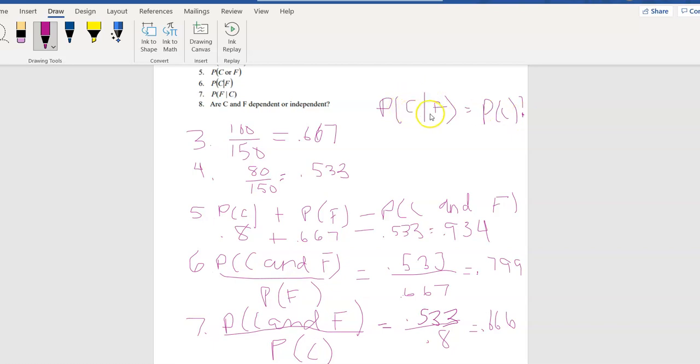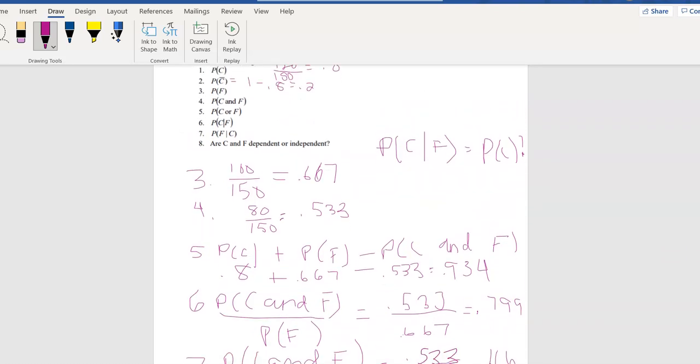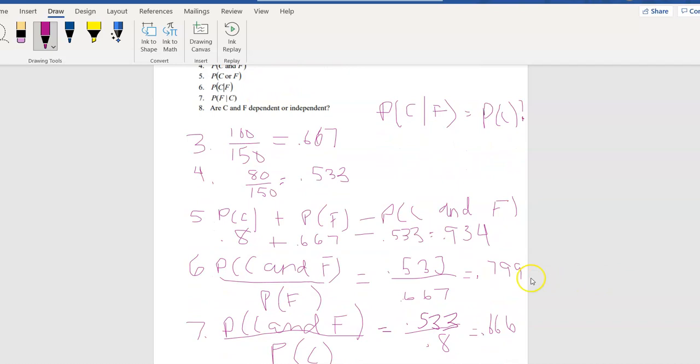All right, so the probability of C given F, we got that in number 6. And in number 6, it was 0.7999. And the probability of C, okay, is 0.8. Now, I did say that probably this is 0.8 because we've rounded. Things may not turn out perfectly. So this might be true. Just to be sure, let's do the other one. Let's see if the probability of F given C is equal to the probability of F.